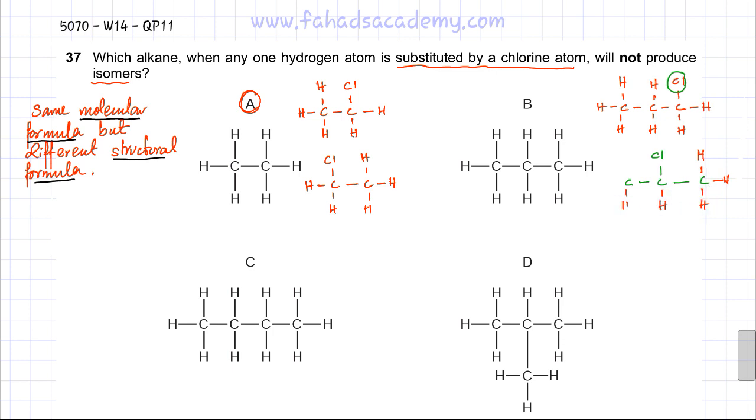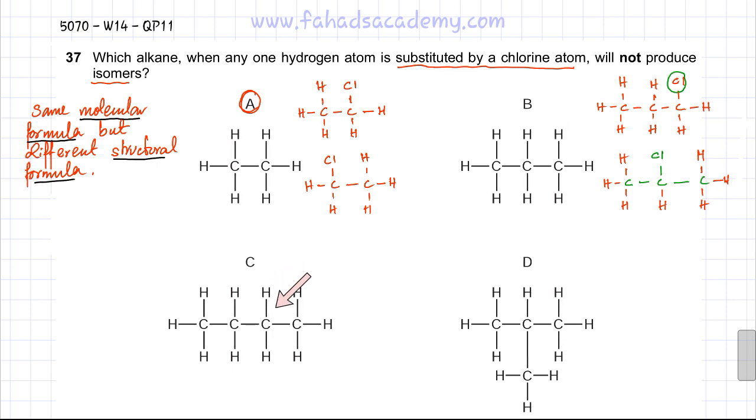So you can clearly see that these two are isomers of each other. They're not the same molecule. They're not bent or rotated versions of each other. Over here, the Cl is bonded to the last carbon atom. Over here, the Cl is bonded to the carbon atom in the middle. So whatever hydrogen I substitute, I can still make an isomer of that particular molecule. So isomers are going to exist for option B when one of the hydrogens is substituted by a Cl.